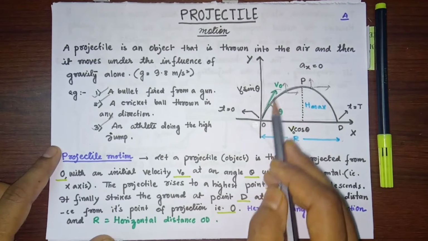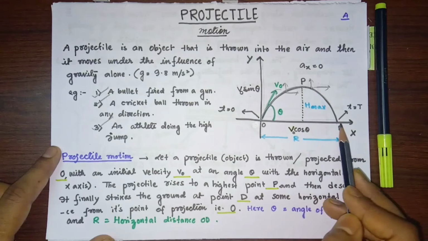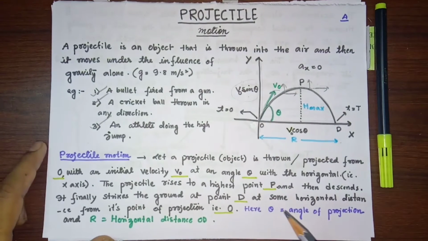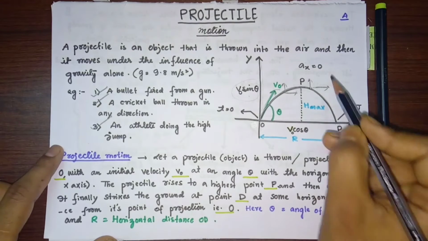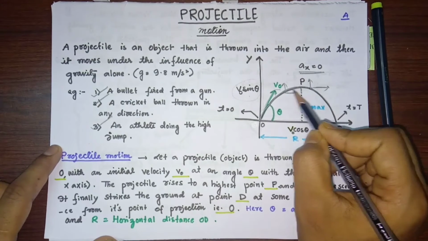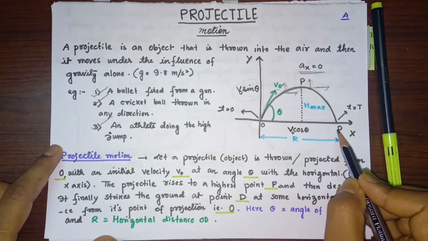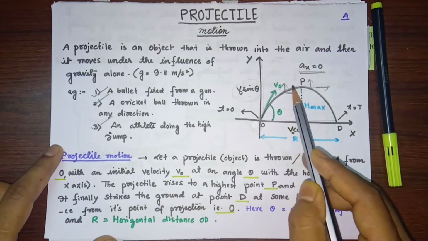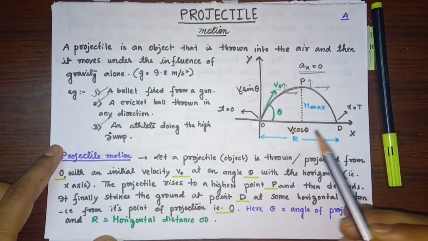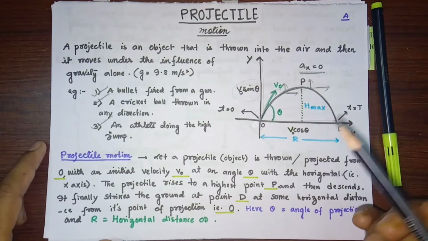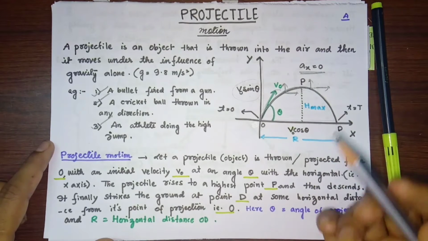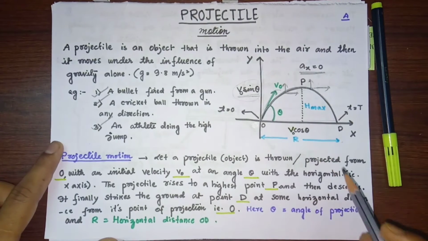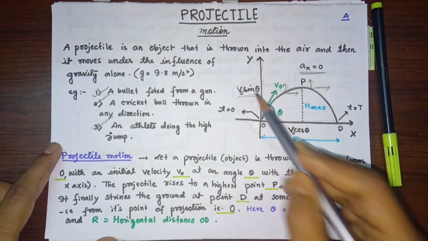If this is v0, then this is the horizontal component v0 cos theta, and this is the vertical component v0 sin theta. Since v0 cos theta is constant, ax equals 0, so the acceleration in that direction is 0. The basic thing you must keep in mind is that v0 sin theta is the agent causing the motion of the projectile.